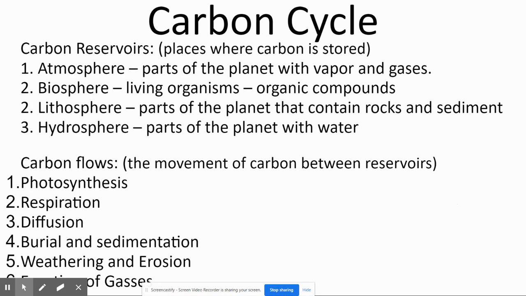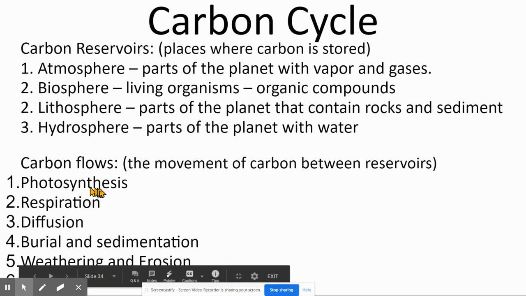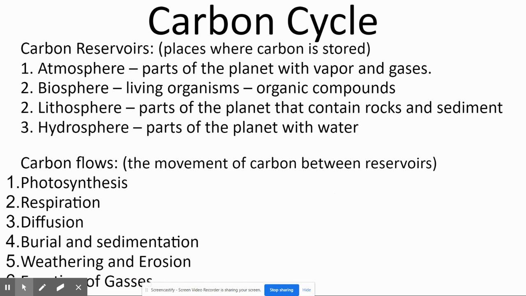And then you also have carbon flows. And the flows would be photosynthesis, respiration, diffusion, burial and sedimentation, weathering and erosion, and eruption of gases.